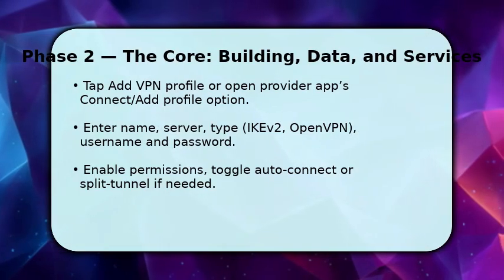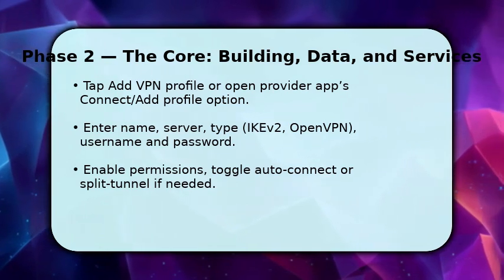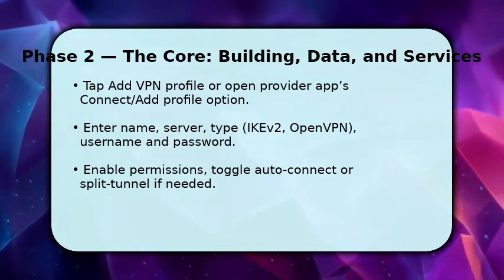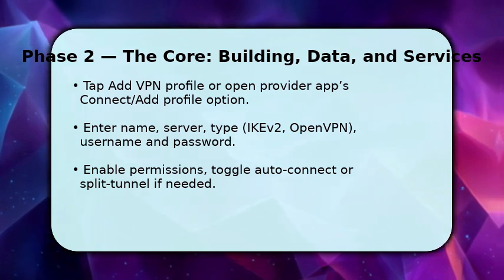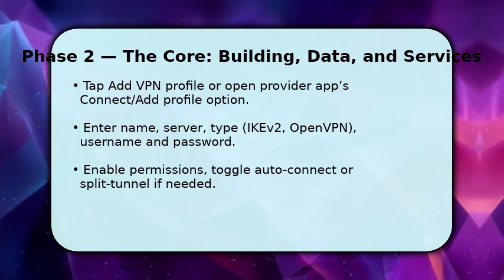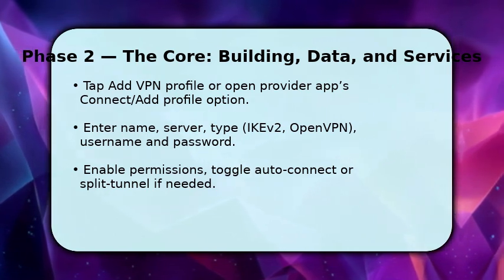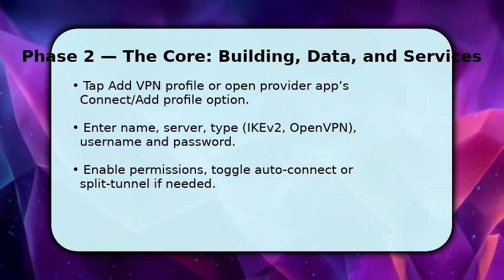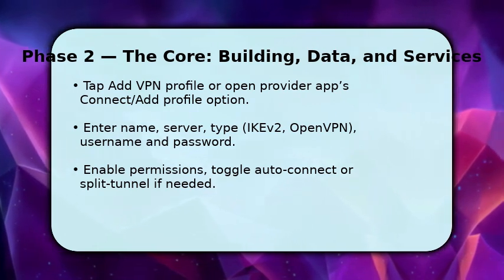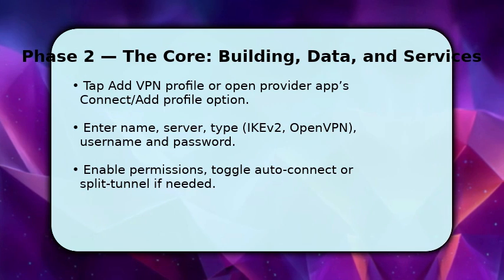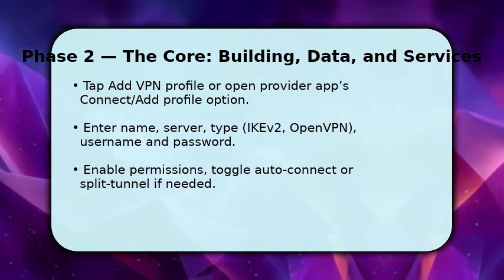You now build the profile. Tap Add VPN Profile in Settings or open the provider app and choose Add or Connect. Enter a clear name, the server address, and pick the protocol, IKEv2 for speed and stability, OpenVPN for flexibility. This matters for security and compatibility. Fill in your username and password and import certificates if required.